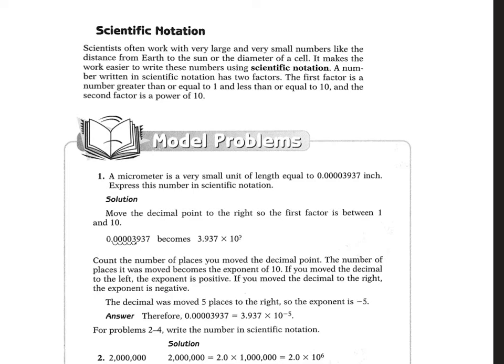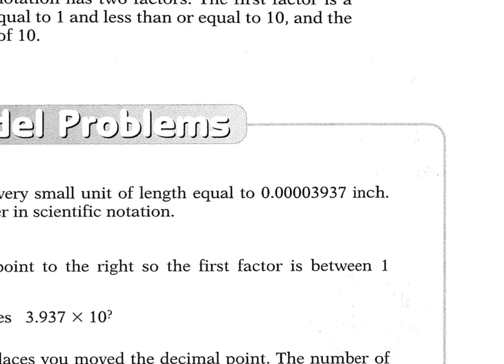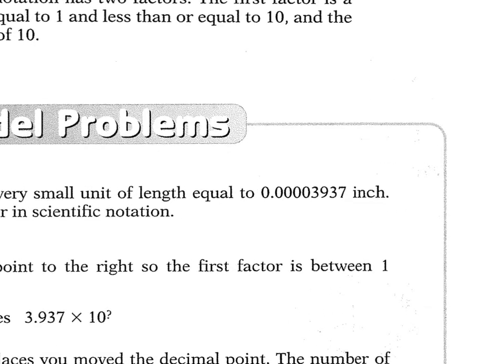So if we look at example 1, it says a micrometer is a very small unit of length equal to 0.00003937 inch. Express this number in scientific notation. Well, if we're going from a really, really small number to a bigger number, that exponent that we're going to have is going to be negative. Remember, we want to represent a very small number, and very small numbers are negative exponents. So when we do this, we are going to move that decimal point however many places it takes to get one single whole number to the left of it.